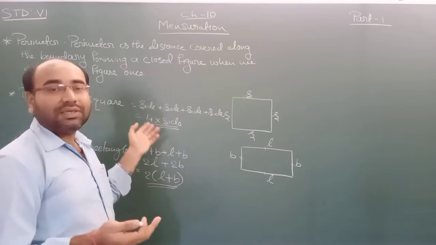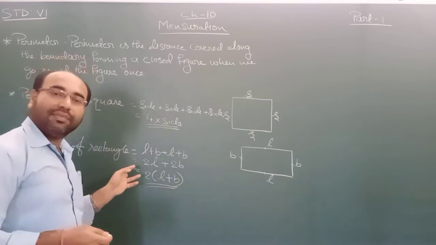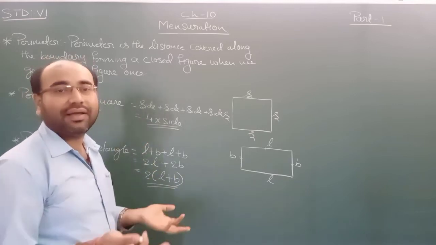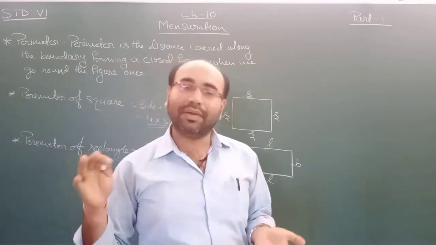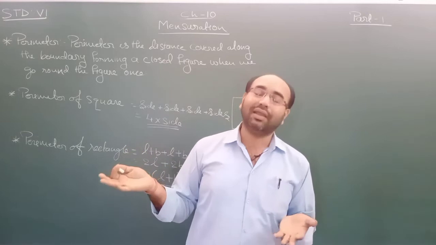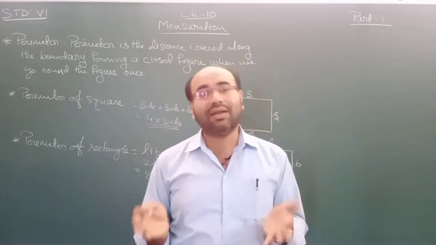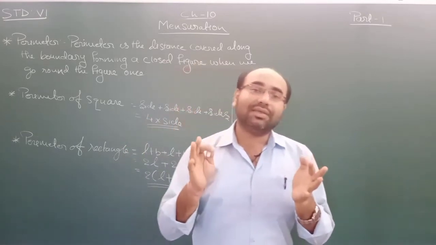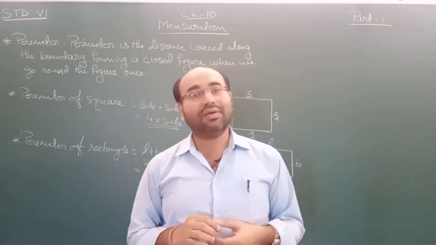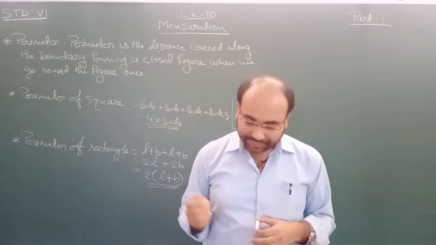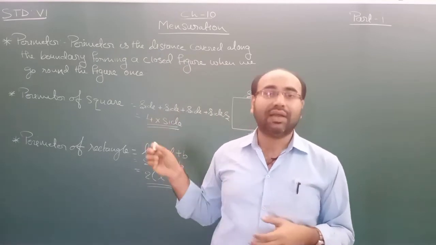So we know about the square and the rectangle. If it is a triangle, we have to add all three sides. If it is a pentagon, we have to add all five sides, and if it is a hexagon, we have to add 6 sides. Like this, when we add the sides, we will get the perimeter of whichever figure is given. So that was regarding perimeter.